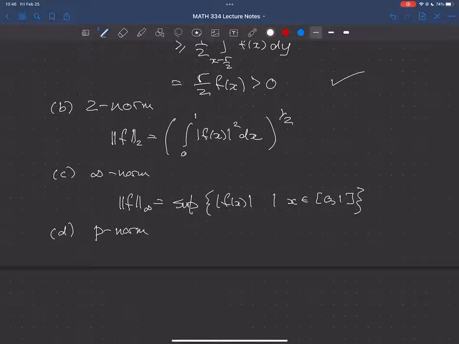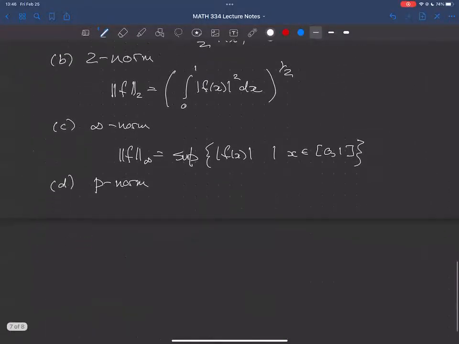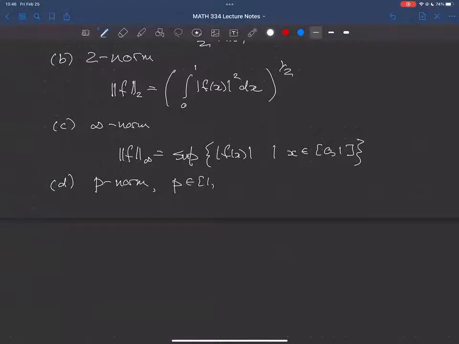And finally, we have the p norm, which generalizes the 1 and the 2 norm. And again, p is required to lie between 1 and infinity. And it's the norm of f in p, the integral over the interval from 0 to 1 of f of x to the p dx, to the power 1 over p. Okay, so these are the kinds of norms that we're going to be encountering throughout the course.